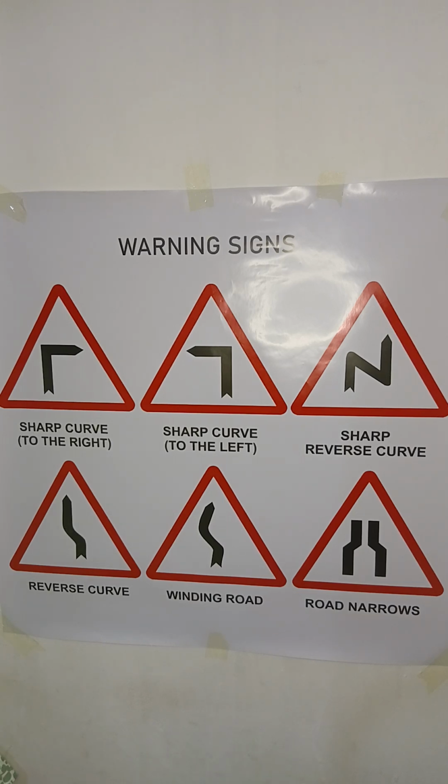So that is how a winding road is. So this sign will be there to alert you so that you know the road is a winding road. So you cannot be speeding if you find yourself on a winding road. Then the last one, the sixth sign, is saying that road narrows. Road narrows means that here the road is becoming smaller.